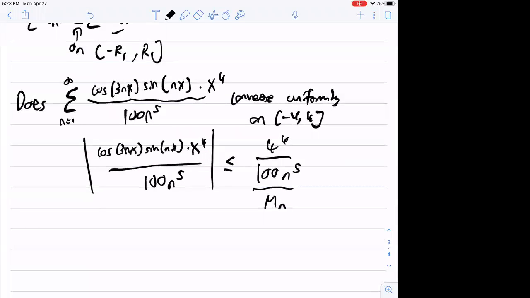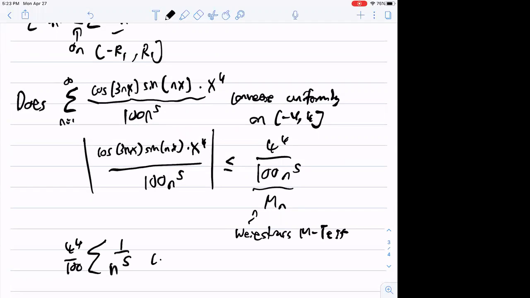This is the M_n for your Weierstrass M test, and we know that the sum... I don't care what this 4 to the 4th over 100 is, but I know this thing converges.